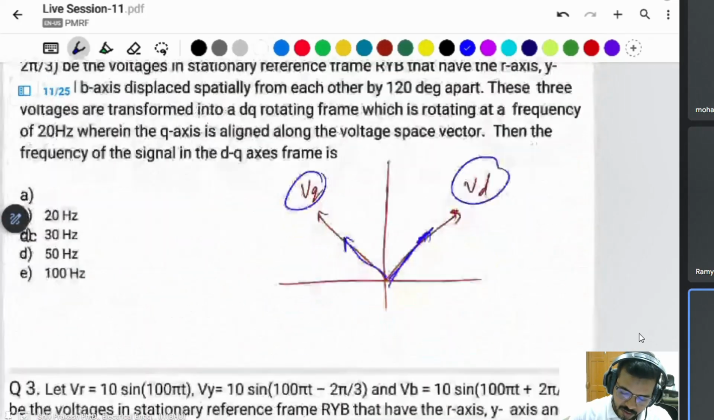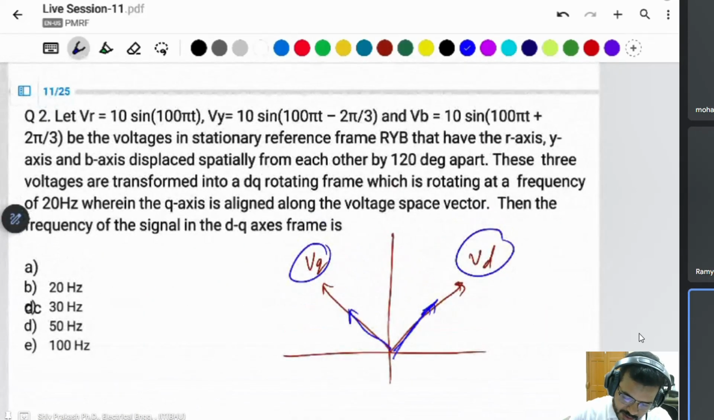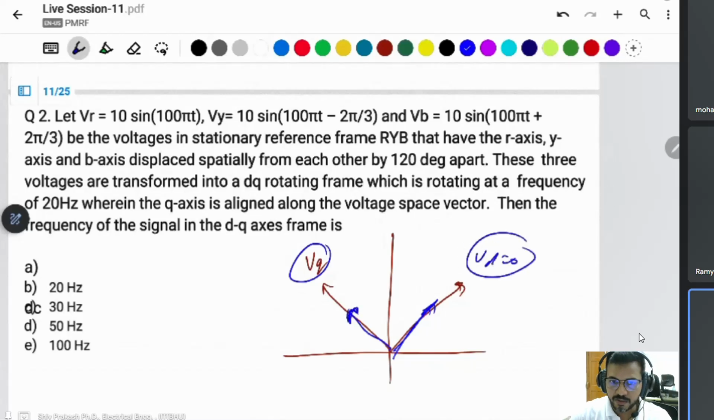Same thing here also. If you are along the Q axis, then Q is the remaining part and Vd is equal to 0. In the previous question, because the Q axis is along, only Vq is present. If the D axis is along, then only Vd is present and Vq will be 0 at that time. If it is not along any axis, then Vd and Vq are both present.